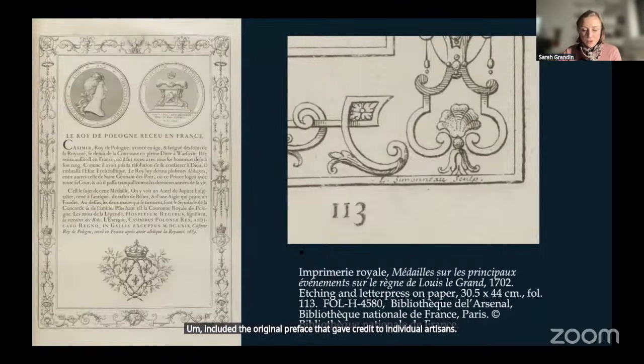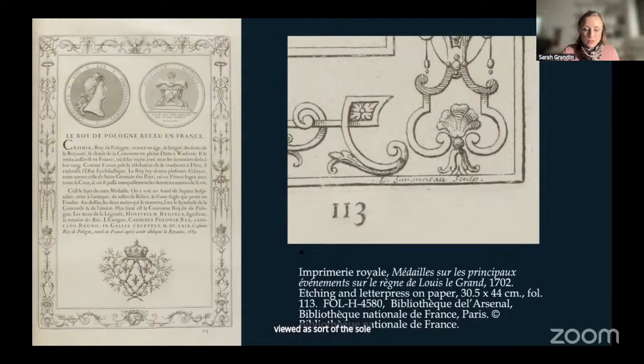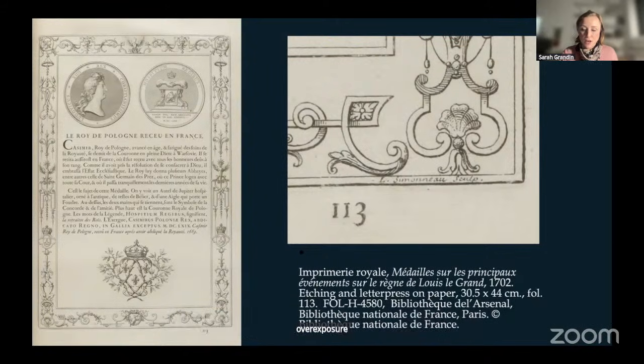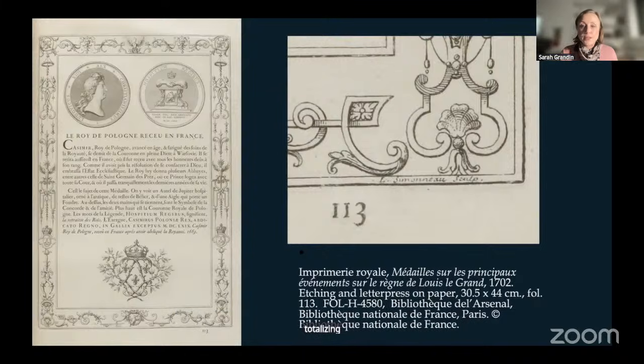Given that this volume was intended to unite the king's accomplishments into a collectible narrative of which the sovereign was viewed as sort of the sole author and actor, diverting attention to the artisans may have been perceived as jeopardizing the univocal authority of the publication. Overexposure of the artisanal processes by which this narrative was fabricated would threaten the miraculous force of what Louis Marin has described as a homogeneous corpus of metallic history, totalizing in its volume the glorious body of the king.